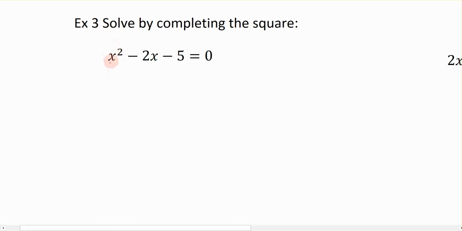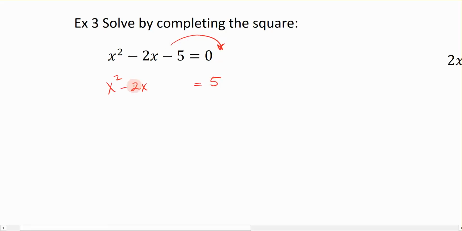If a is equal to 1, the next thing we want to talk about is my c term, which is this negative 5. I want to move him over to the right-hand side, leaving me with just these two terms on the left. So we're going to rewrite this as x squared minus 2x, and I'm going to leave a big blank spot there, is equal to 5, because I took 5 and added it to the right-hand side.